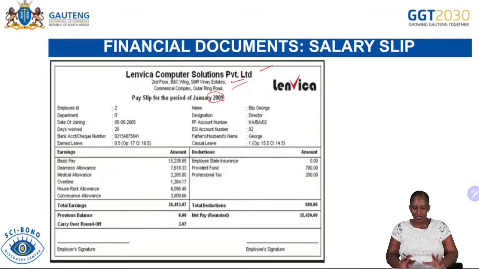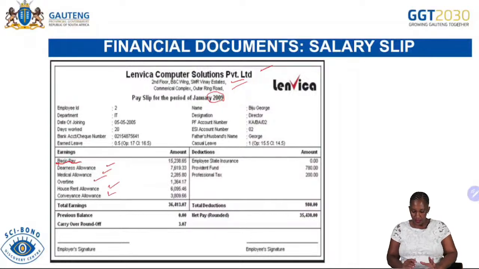All the information is contained. Whatever the company needs from the employee, where will it be indicated? It will be indicated on the salary slip. And then here are the basic earnings. As you can see, this person gets a basic payment of 15,000, and then they have dearness allowances. Remember the types of allowances? Now here it shows the allowances in the categories that they get: the dearness allowance, medical allowance, overtime allowance, house rent allowance, and also the conveyance allowance.